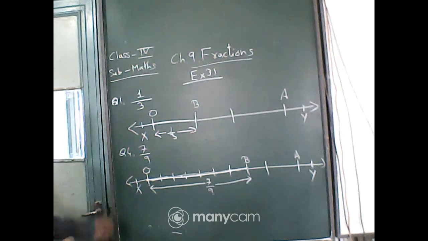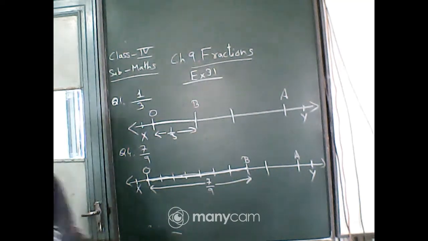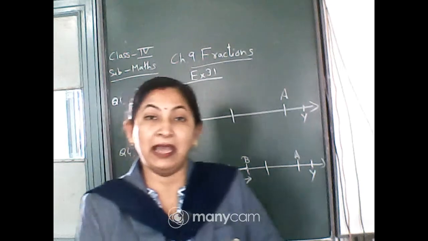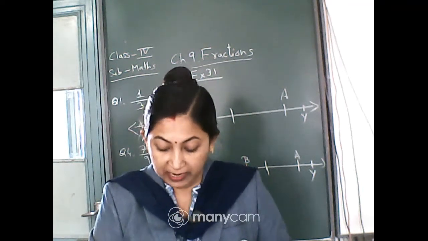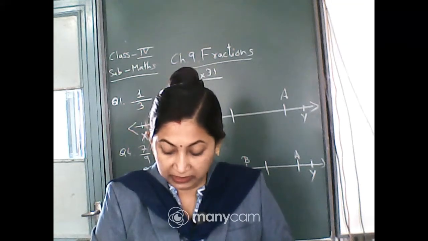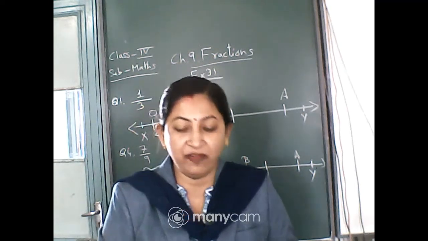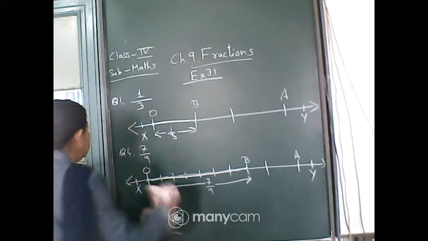Understood? See, I am drawing here freehand, but you will draw a straight line with the help of the pencil and scale. Let us do one more. Number 6, 6 by 11.